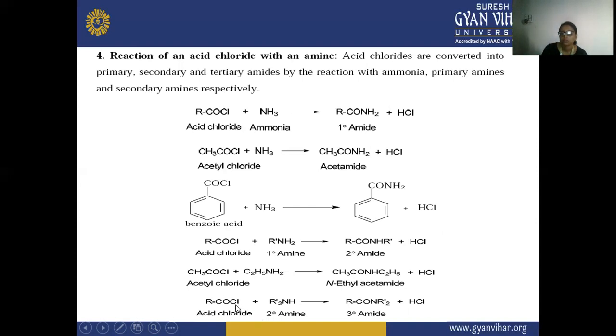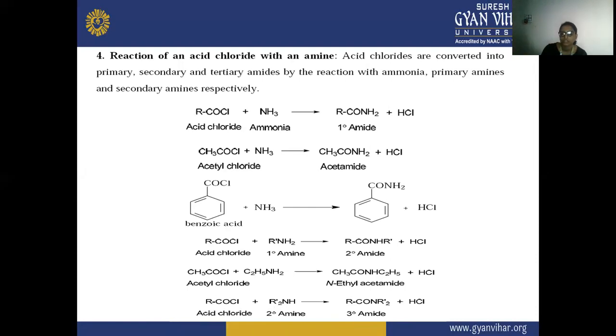Next, when RCOCl reacts with the secondary amine, there is a formation of tertiary amide from this acid chloride. Here Cl and H form HCl, and RCO and R2N combine, forming the tertiary amide. So these are the four methods for the preparation of acid amides.